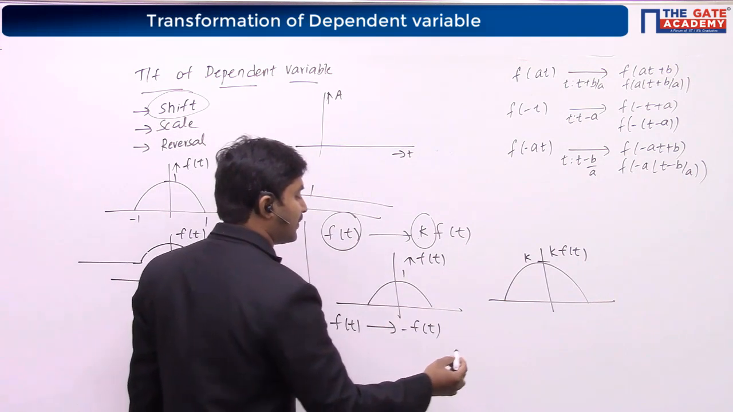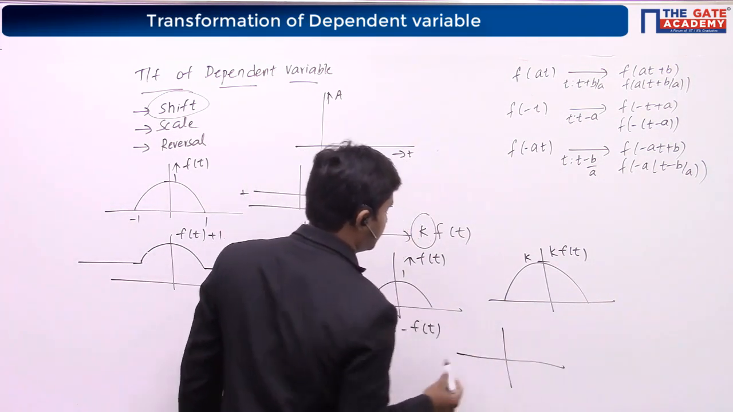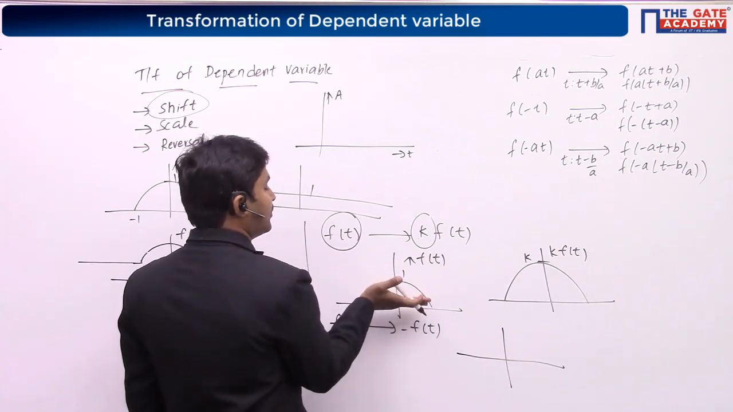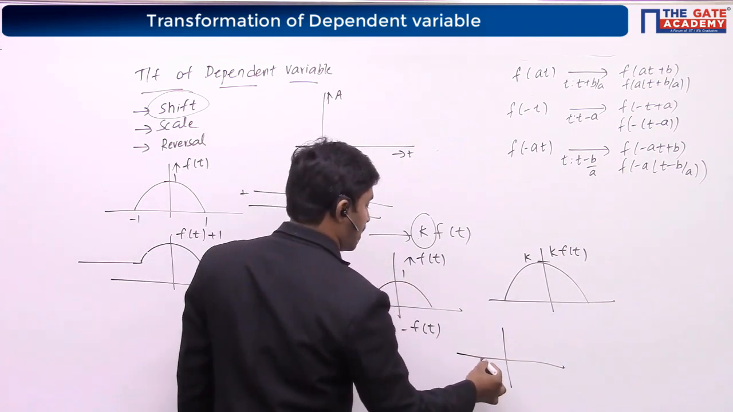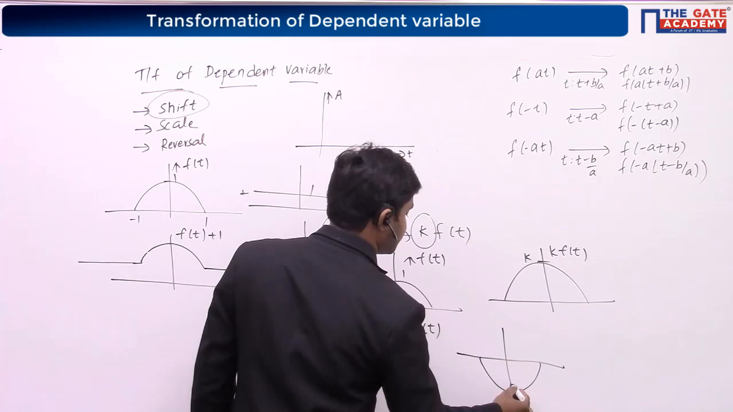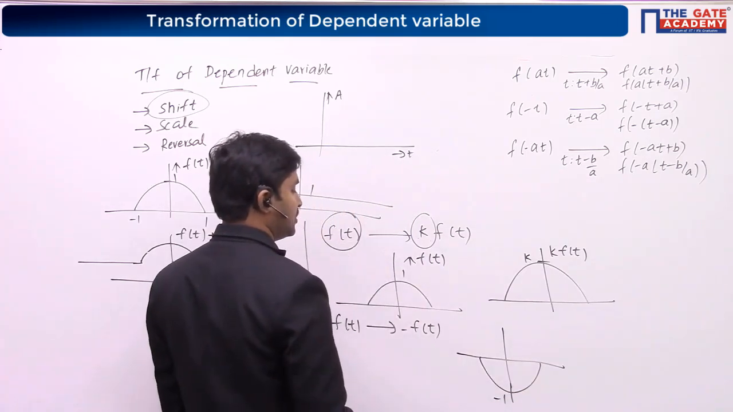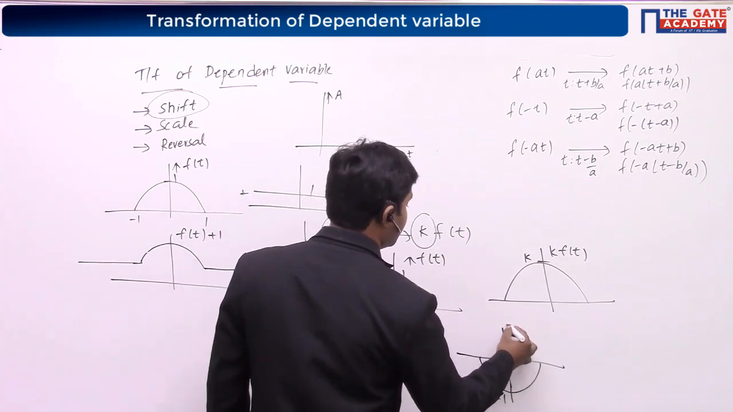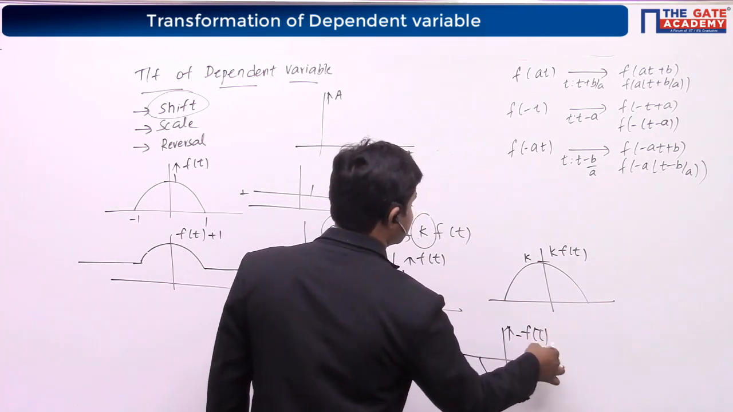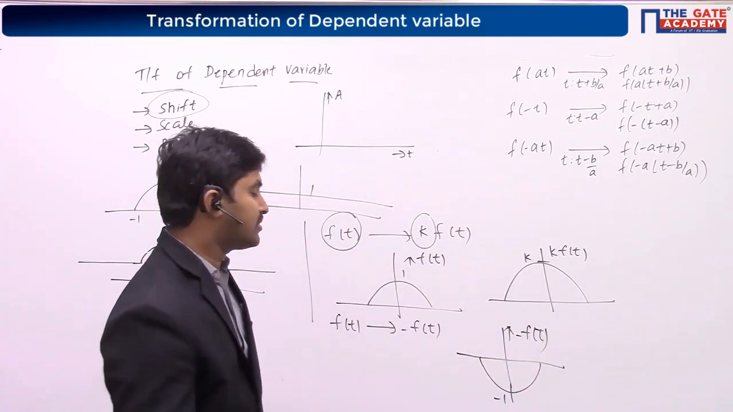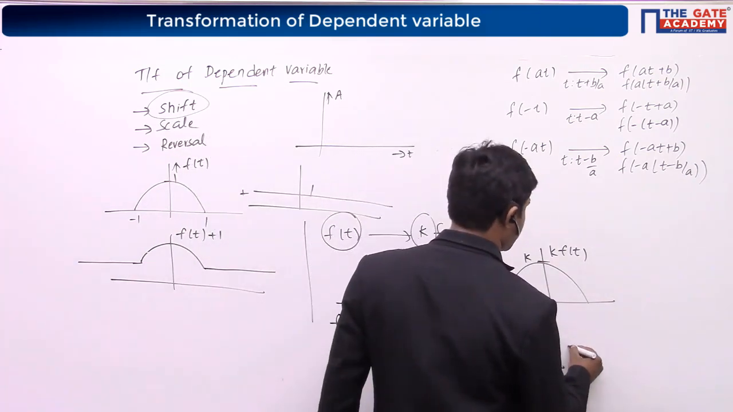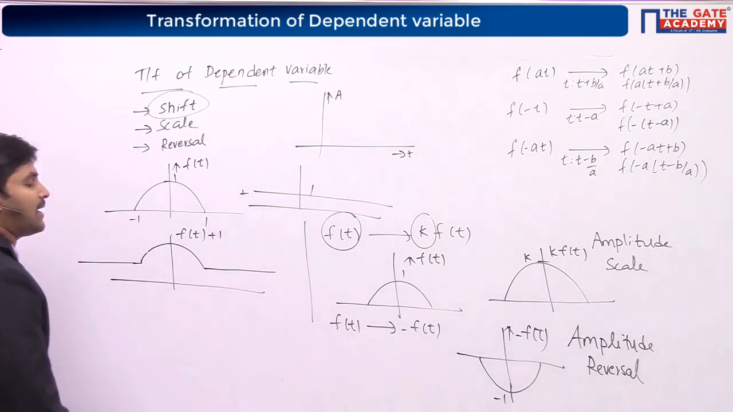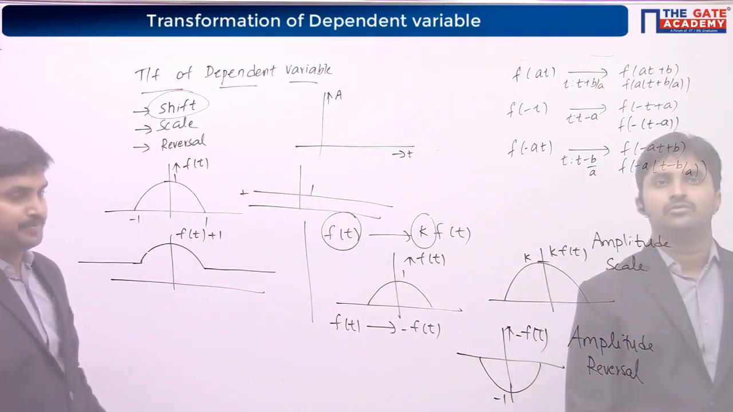So minus of f of t is that. Because the actual information is present up, now we are going to do down. After doing that, it becomes something like this. Positive amplitude becomes a negative amplitude, and negative amplitude is going to become a positive amplitude. This signal is what we call a time reversed operation, amplitude reversed operation. So amplitude shift, amplitude scale, and amplitude reversal.